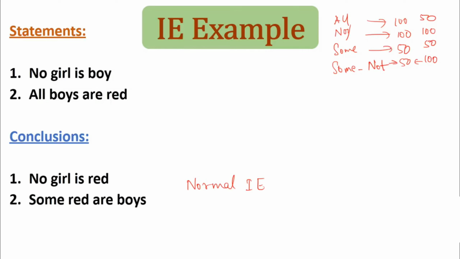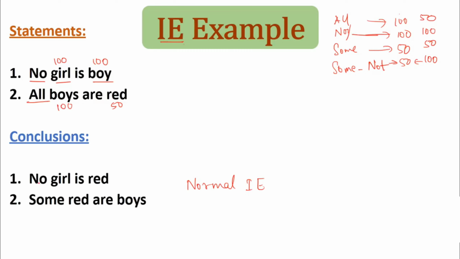Now let us start solving the example by the income expense method. First statement, no. No means there are two elements, 1 and 2. Give 100 rupees to first, 100 rupees to second. Second statement has all. For all we give 150, so 100 to the first element, 50 to the second element. Please remember here, red, boy, girl are elements. Are, is, no, all are not the elements.